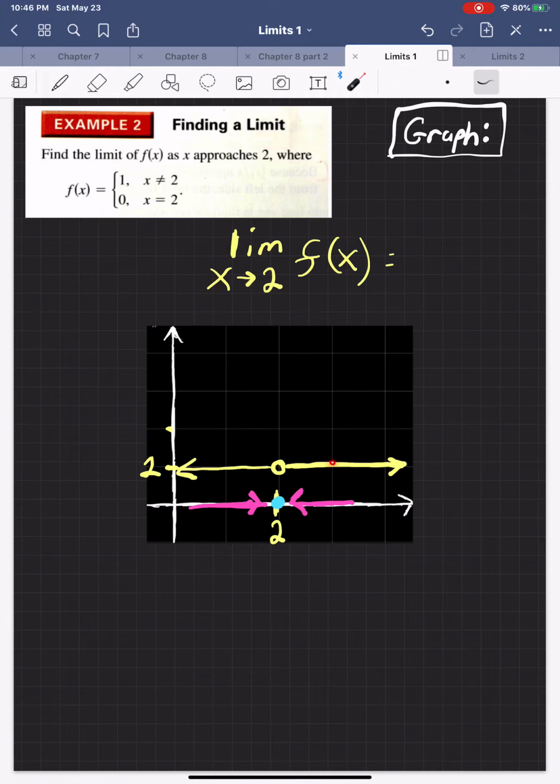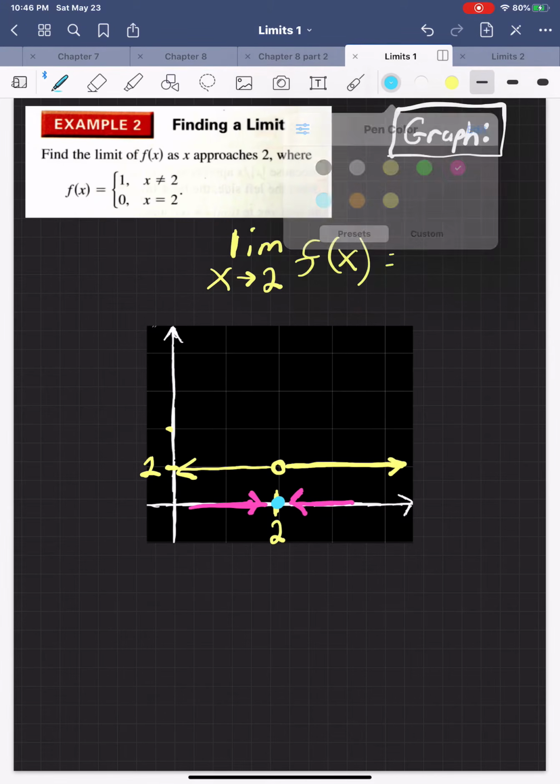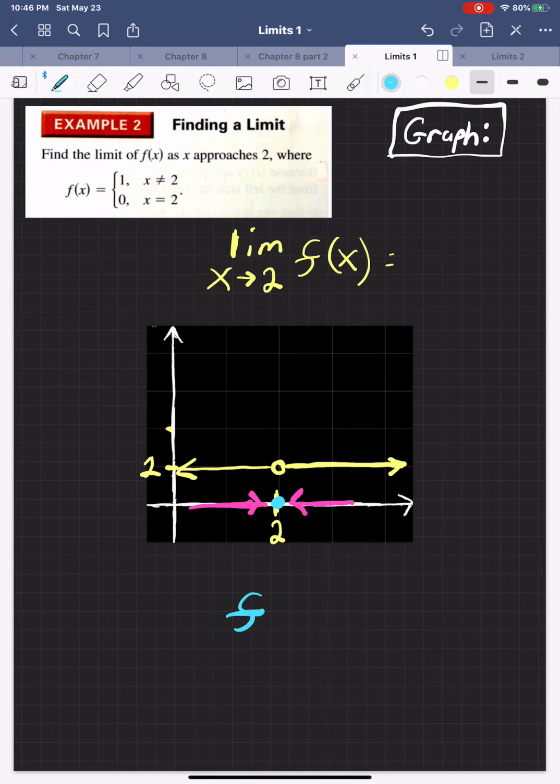Well, notice that y is 1 here, y is 1 here, y is 1 here. y is continuously equal to 1 as you get closer to 2. But what about, and here it is, what is the difference between these two questions? What is f of 2, and what is the limit as x approaches 2? Because these are two different questions.